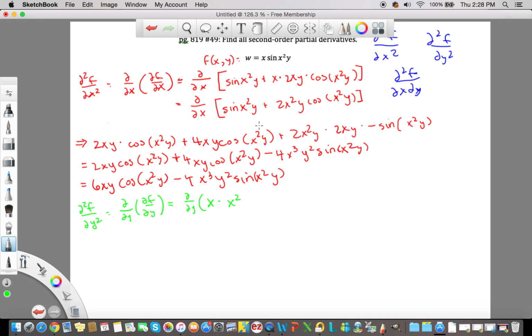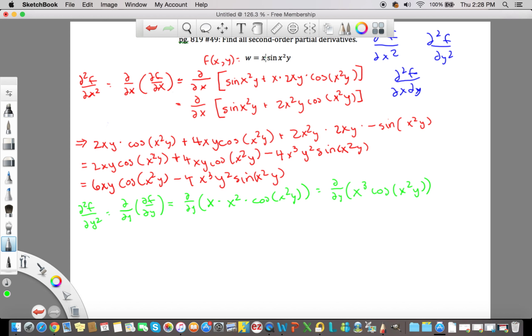Now the derivative of the outside, which is sine, the derivative of sine is going to be cosine, and now we're going to evaluate that at the inside. That's x squared y. So that's going to be d/dy of x cubed cosine of x squared y. Okay, that's a lot simpler than before.